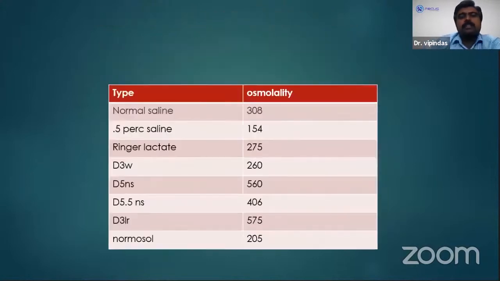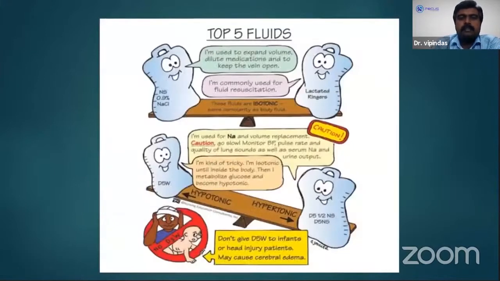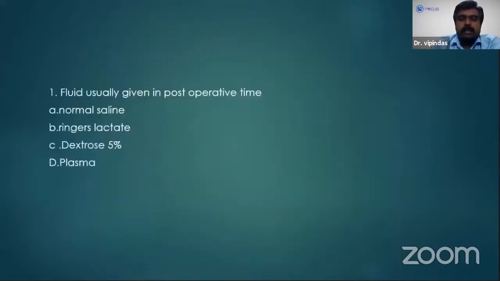Then the osmolality, this is very important. At least you have to remember the normal saline osmolality, that is 308, and Ringer lactate osmolality, that is around 275, 276, like that. So these two are important. One is Ringer's lactate and the other one is normal saline. And we'll come to the questions directly.